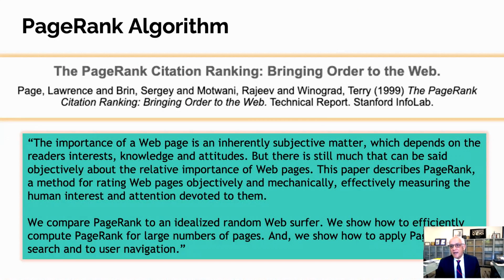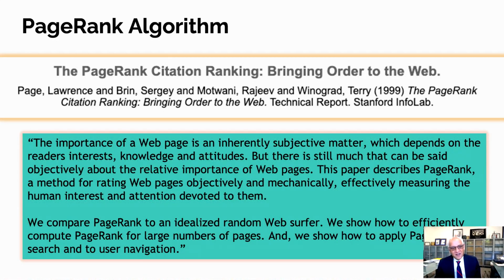In 1999, as part of this Digital Libraries project, they wrote a paper called "The PageRank Citation Ranking: Bringing Order to the Web." The authors were Page and Brin and Rajeev Motwani, who passed away, too young, unfortunately, and Terry Winograd. I just took a little abstract from that paper. This is the kind of paper that fundamental research leads to.